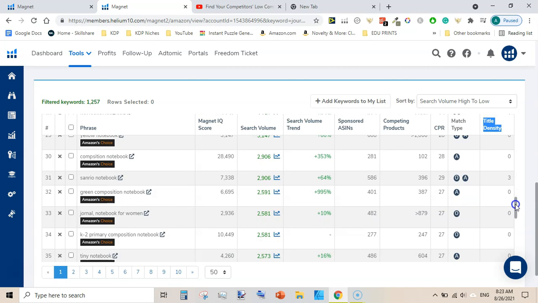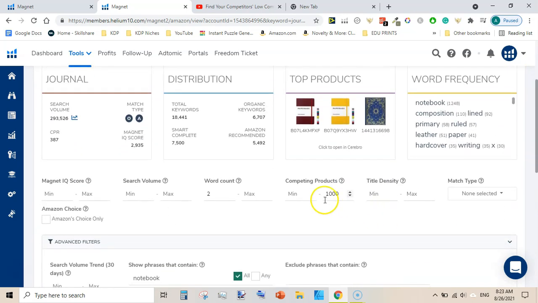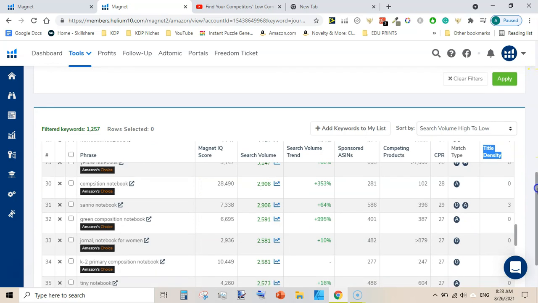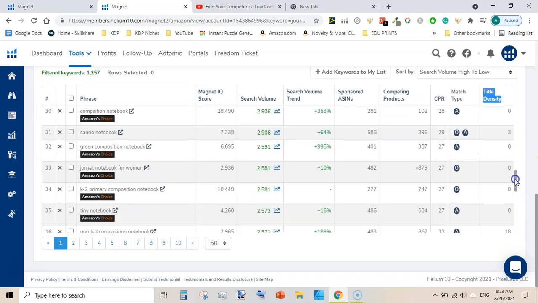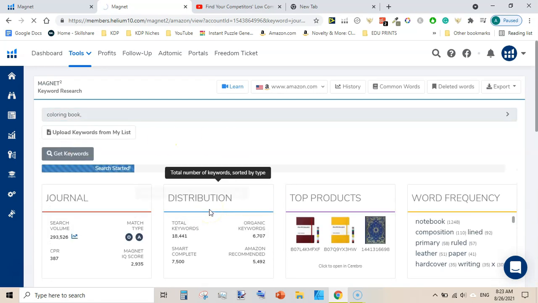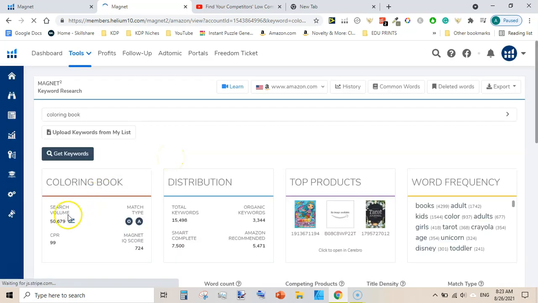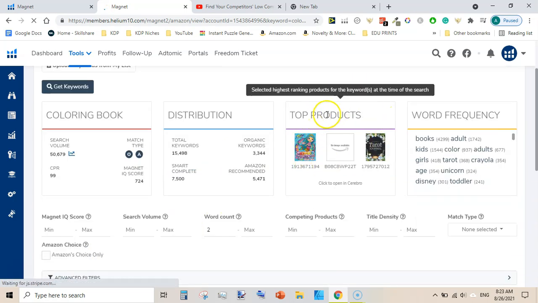You can do the same for coloring books, for activity books. Just type the main keyword here and apply some filters like I have done, and you will be presented with a lot of low competition niches. So let's try a coloring book. I have already done this research, so it's showing the previous history. It is loading. You can see here over 50,000 search volume for this keyword, coloring book, and there are 15,498 keywords. These are some of the best selling products.